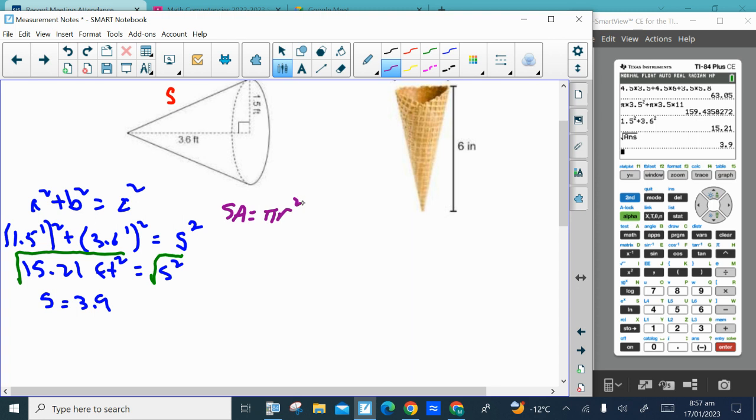Again, the formula is pi r squared plus pi rs. And once again, these formulas will all be given to you on a formula sheet. You don't have to memorize them. The radius of this is 1.5 feet, and we found s, the slant height, to be 3.9 feet.